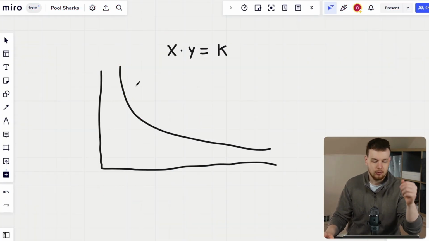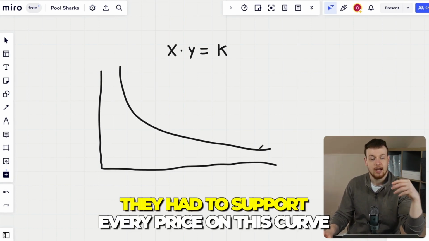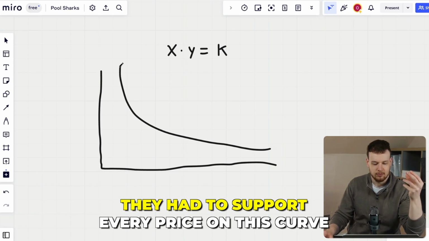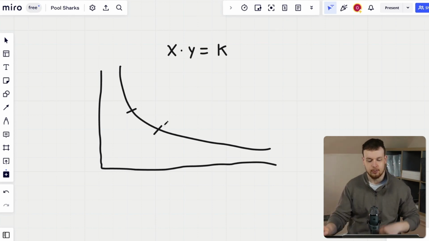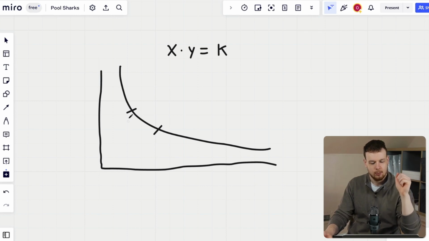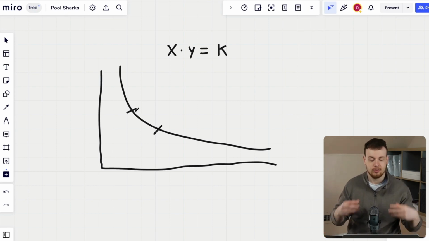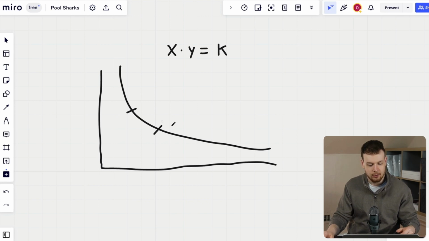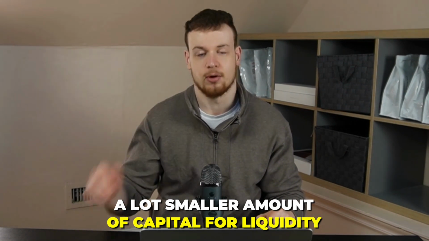So previously in Uniswap v2, liquidity providers had to provide liquidity across this entire x times y equals k curve. They had to essentially support every price on this curve. But now with Uniswap v3, you can specify a specific range, let's say that the tokens will trade in, that you are specifically providing liquidity for. And now to capture the volatility within this range of price action, you only need to supply enough liquidity to give the same amount of liquidity to just this range, rather than having to provide that amount of liquidity across the entire range in order to capture even just the swaps that are happening here. So the net result here is that you can earn the same amount of fees while providing a lot smaller amount of capital for liquidity.